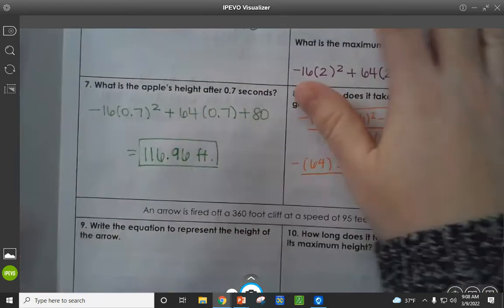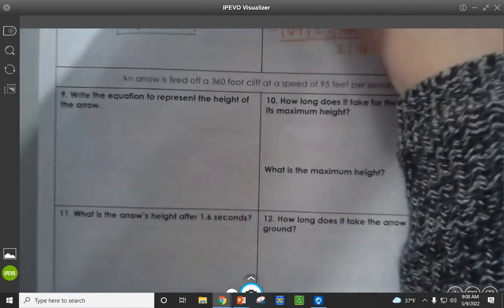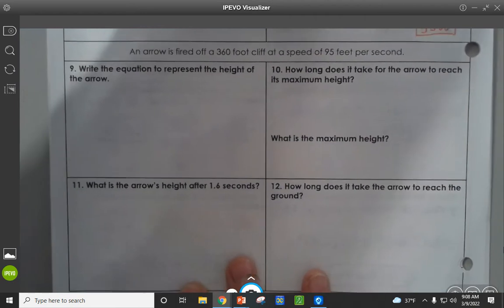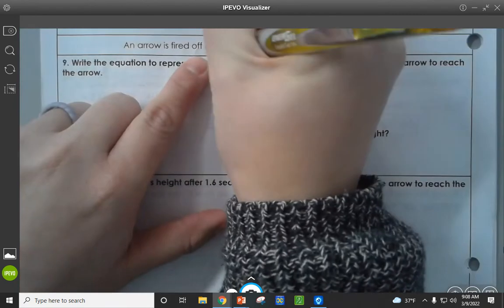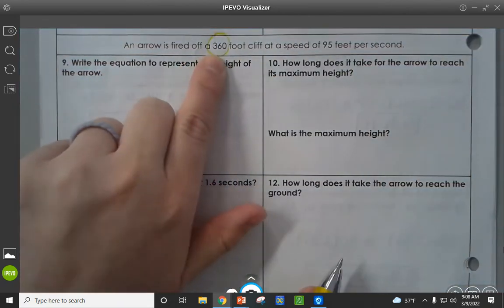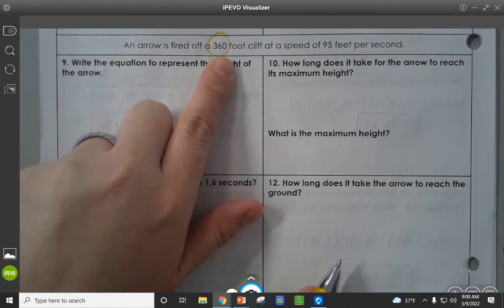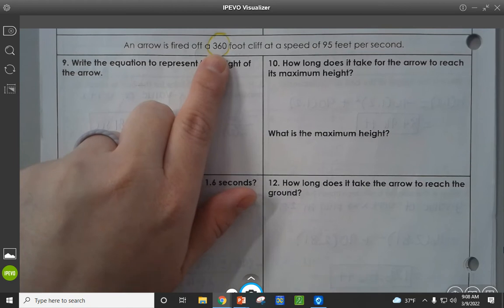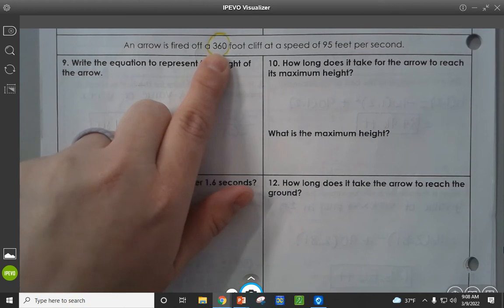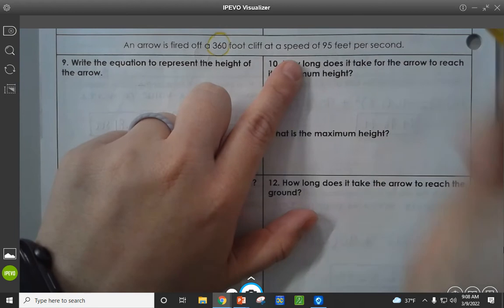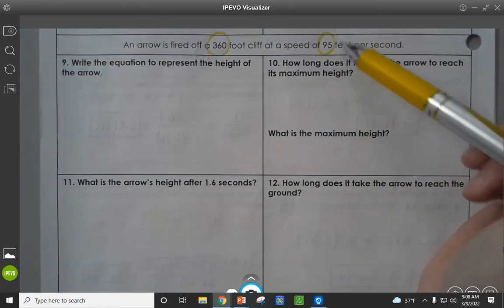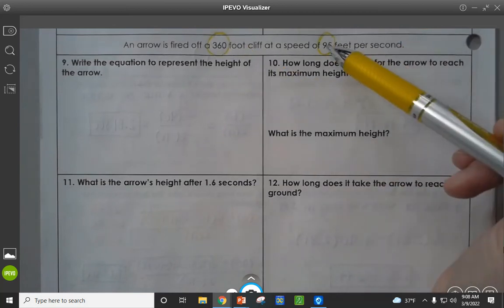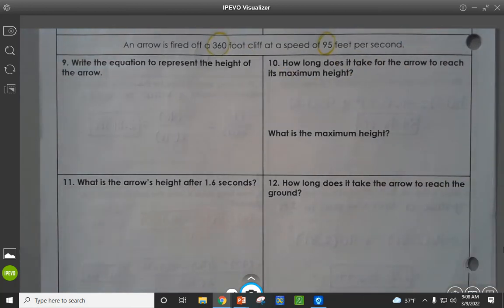So starting at number 9, we have an arrow that is fired off a 360-foot cliff. So this number is important. Is this my velocity or my starting point? This is your starting point. It's fired off. That's the height of the cliff at a speed of 95 feet per second, which is also really your velocity here. So 360 is your starting point and 95 is your velocity.